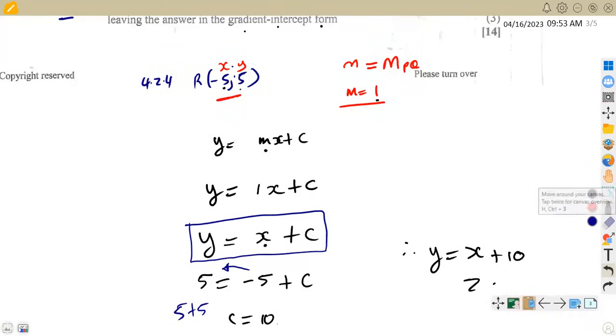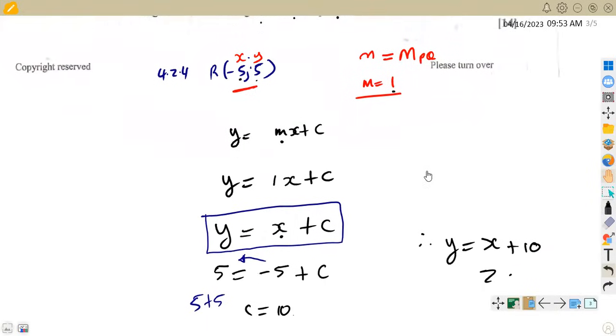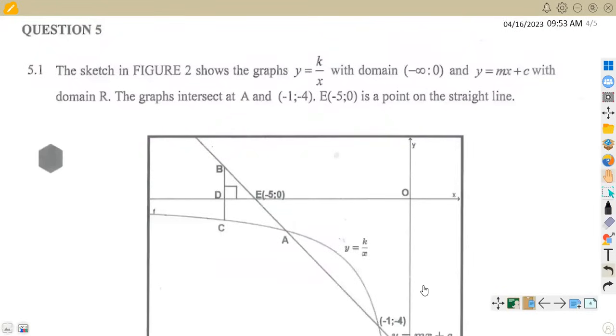You're supposed to at least apply the basic part that we have, the knowledge of straight lines, the issue of gradients, and so forth. Okay, so that was our question 4. Question 5, we are given the sketch.